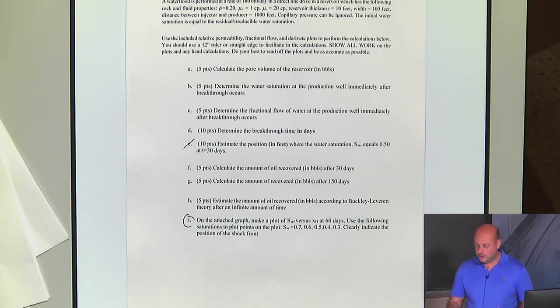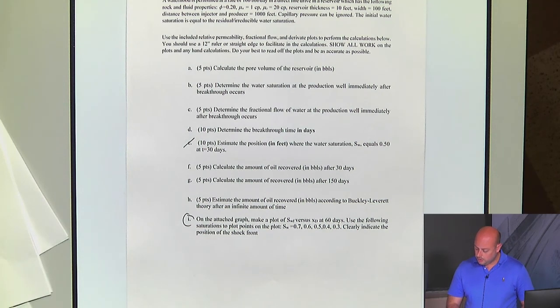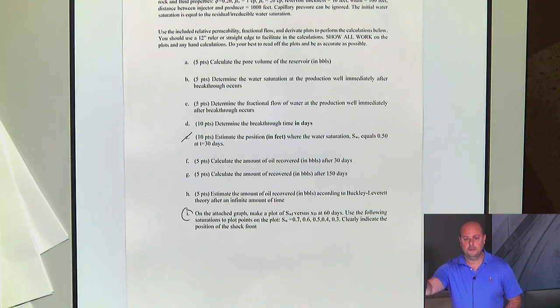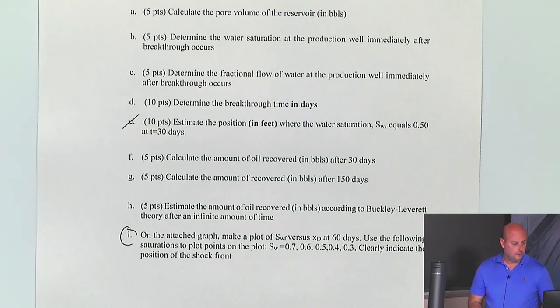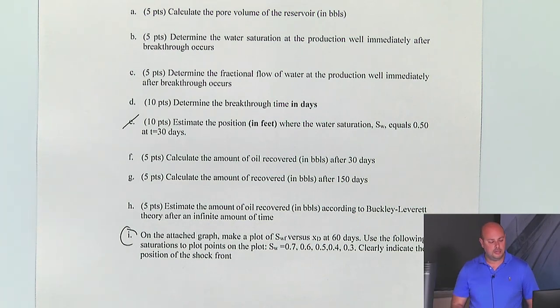Ultimately what we were able to do is calculate the oil recovery at different times, and we chose 2 different times. On your homework, I have you do a spreadsheet with a bunch of times, but it's essentially the same formula for most of them, and you just drag and drop and repeat that. But one thing we didn't do is create a plot of the water saturation versus distance. Let me blow this up a little bit. I say on the attached graph, make a plot of, and maybe that's a typo, but it really should be Sw versus xD at a certain time, 60 days.